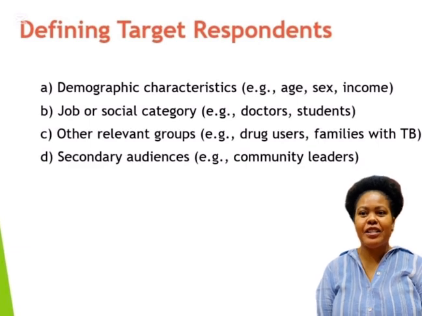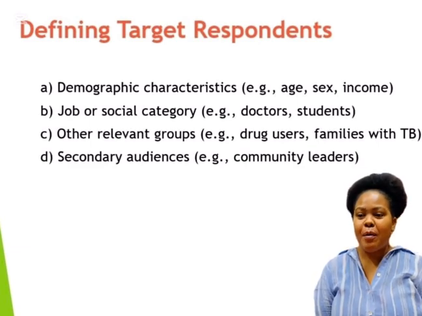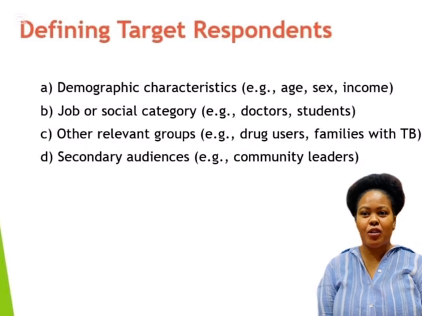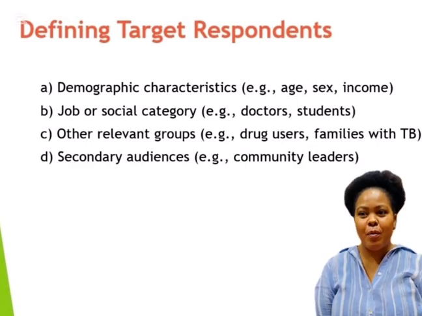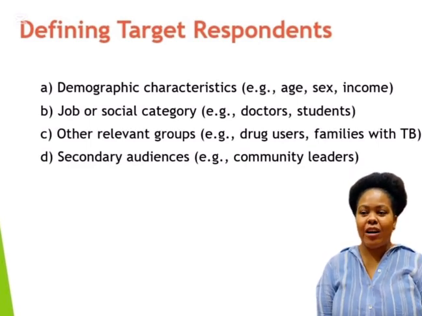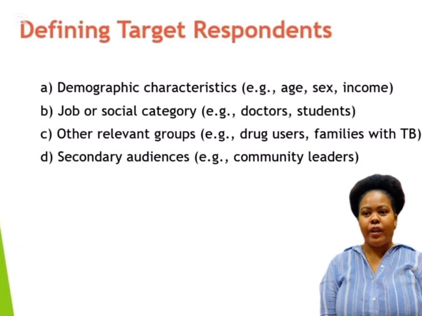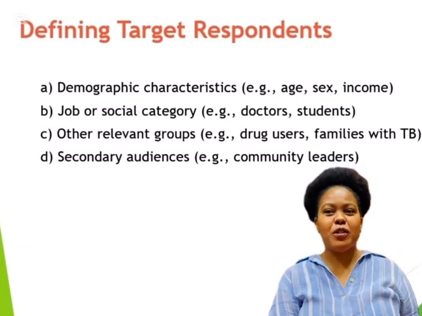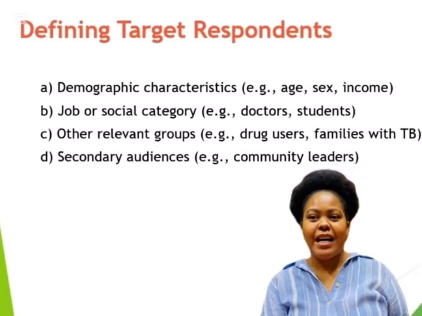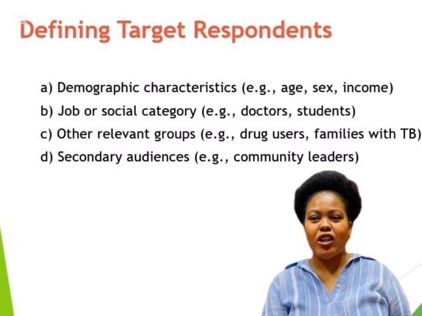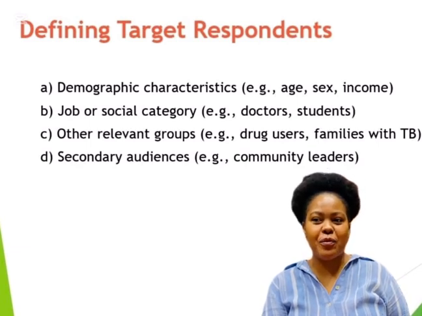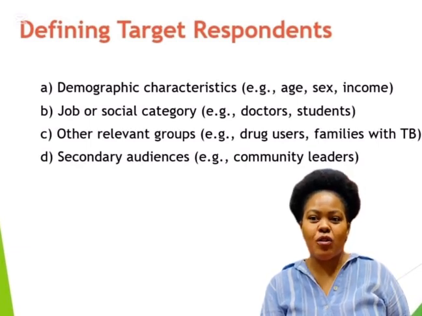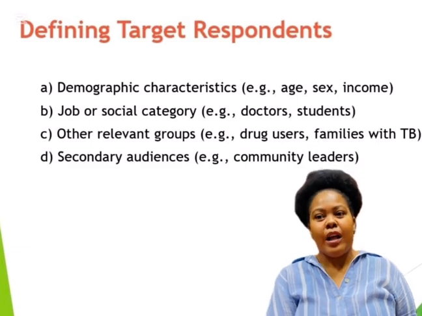Demographic characteristics such as age, sex, religion, urban residence, income level, social class, education, employment status, and ethnic or language group. Moreover, job or social category such as policymakers, doctors, nurses, factory workers, religious leaders, or university students.